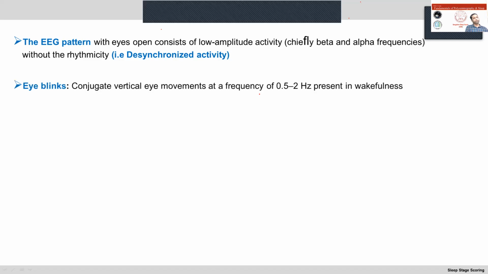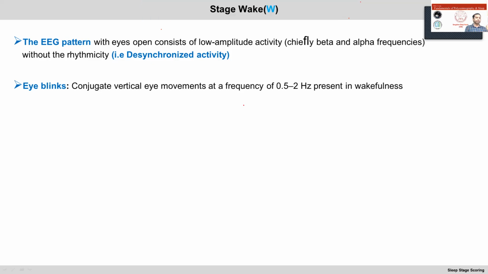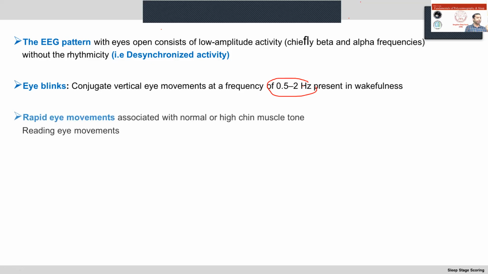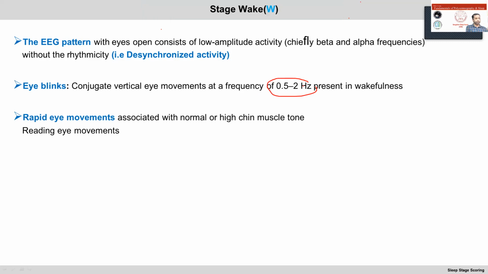You know that eye blinks are there, and vertical eye movements. Dr. Arun has explained the mechanism behind the vertical eye movements and eye blinks, and the frequency is like 0.5 to 2 hertz. Rapid eye movement is associated with normal or high chin muscle tone. Rapid eye movement may be present during the wake stage as well as in the REM stage, not N1, not N2, not N3. So rapid eye movements are present only in either wake stage or REM stage.